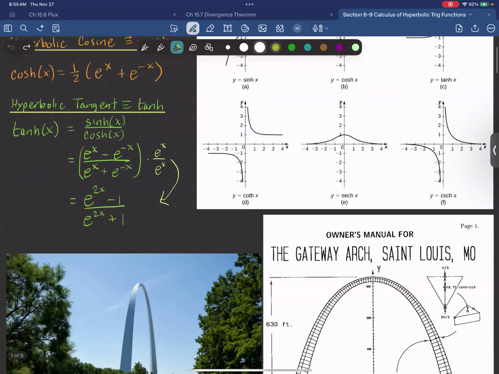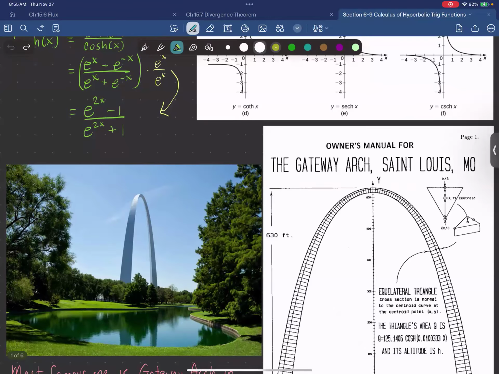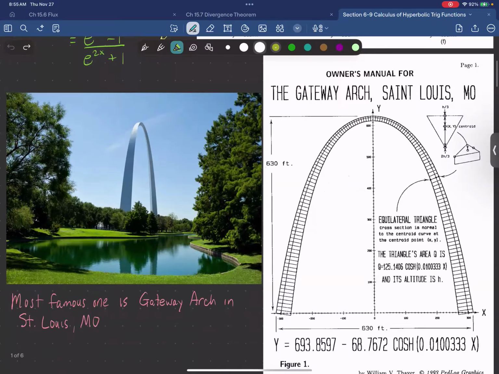Now, there are famous ones in life. The Gateway Arch in St. Louis is modeled off of a hyperbolic trig function. It looks a lot like an inverted or upside down parabola, and there are parabolas that get close to modeling it, but the exact function is this.